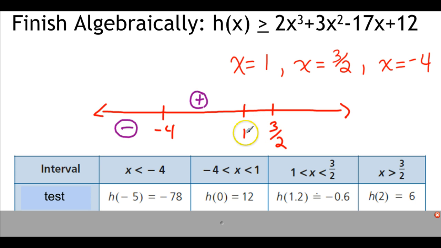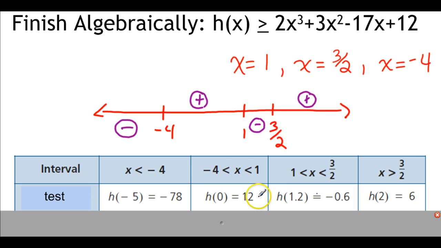In between here, 1.2, 1.25, something like that. 1.2 is used here, and we get, again, a negative value. And then choosing a number greater than 3 halves, a number like 2, a number like 100. Obviously something quite large like 10 million would work as well. And we should be able to recognize I'll have a positive value there.